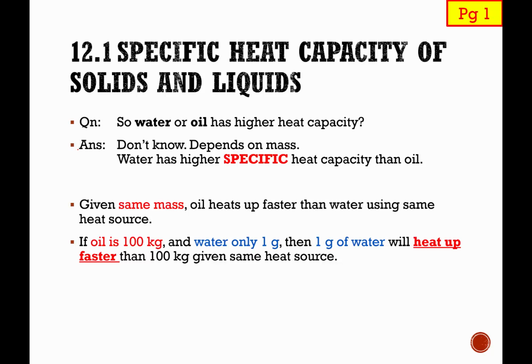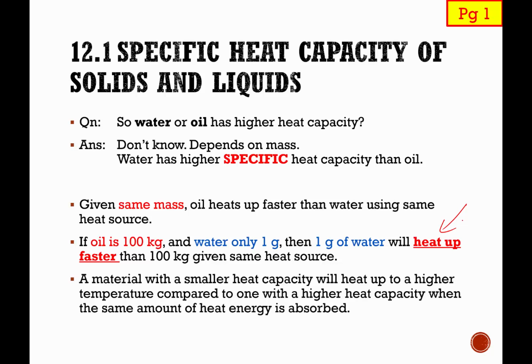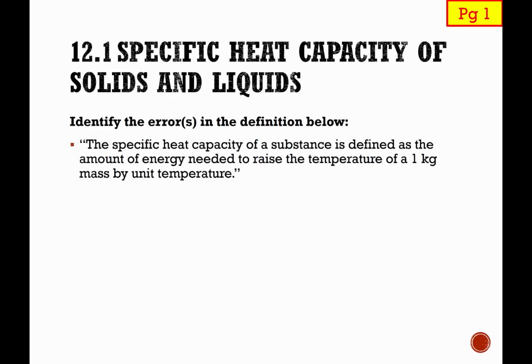So therefore, in this particular case, I would say that the 1 gram of water has a lower heat capacity than the 100 kg of oil. But the 1 gram of water has a higher specific heat capacity than the 100 kg of oil. So a material with a smaller heat capacity will heat up to a higher temperature compared to one with a higher heat capacity when the same amount of heat energy is absorbed. Okay, let us try to identify the error below now.